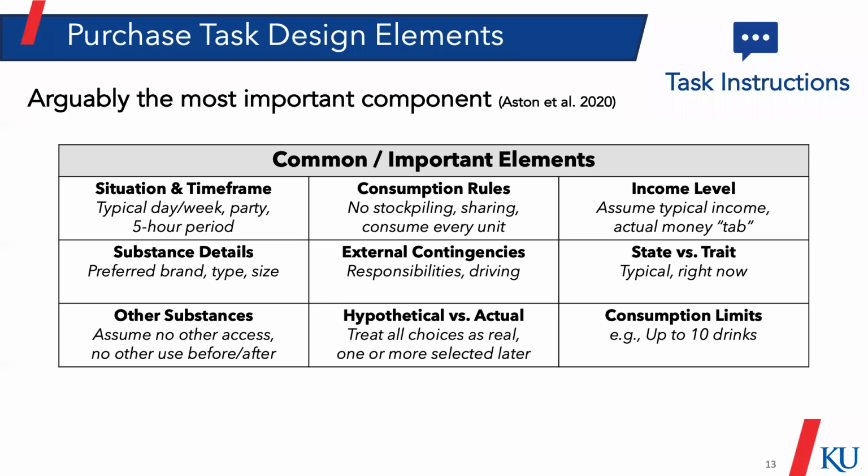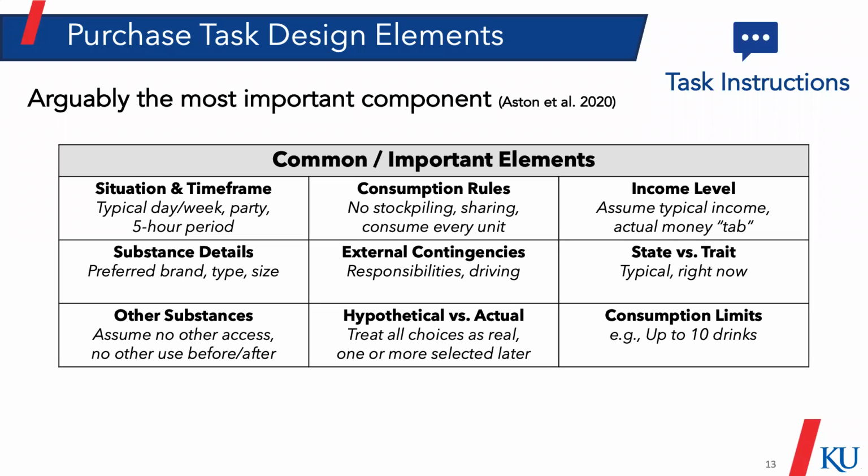You should know about what income you have. So are you talking about your typical income, or are you providing them with actual money, like a bar tab or a cigarette tab, which we've done in some of our lab-based studies? So they're purchasing with house money, so to speak. Substance details. Liz is going to talk about this in her presentation when it comes to cannabis. This is a central important part of that: the preferred brand, the type, the size, the unit.